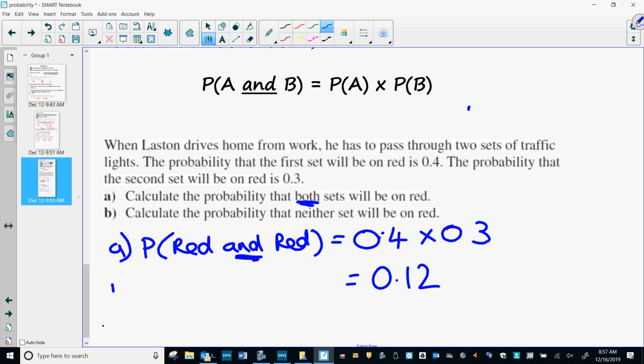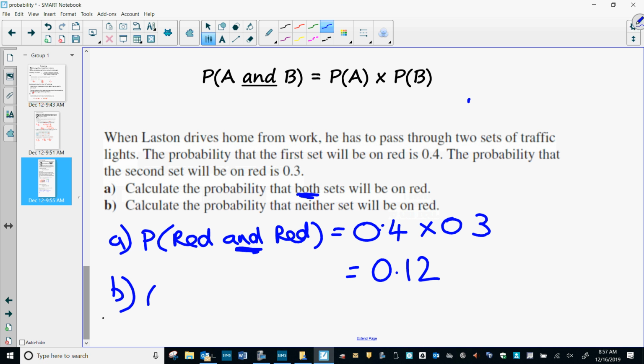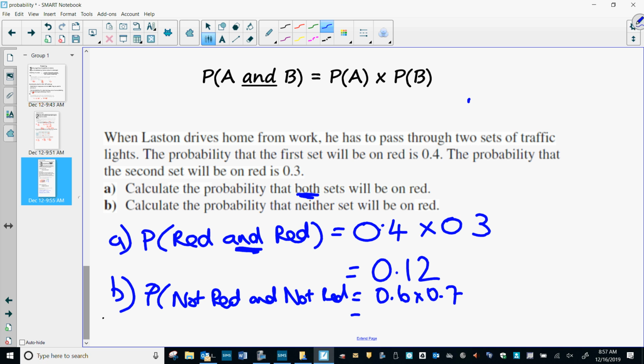And B, calculate the probability that neither set will be on red. Well, you've got options here. You can either say the probability if it's not red, and the probability if it's not red. So that would obviously be 0.6 multiplied by 0.7, which is 0.42.